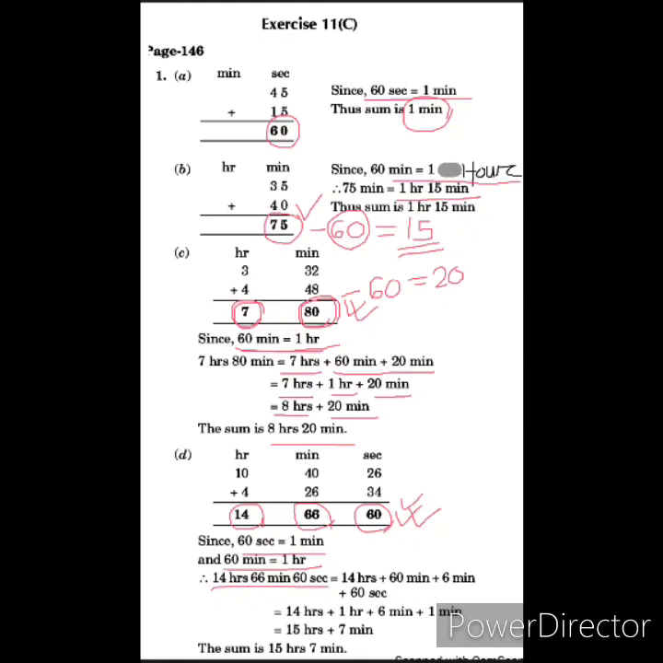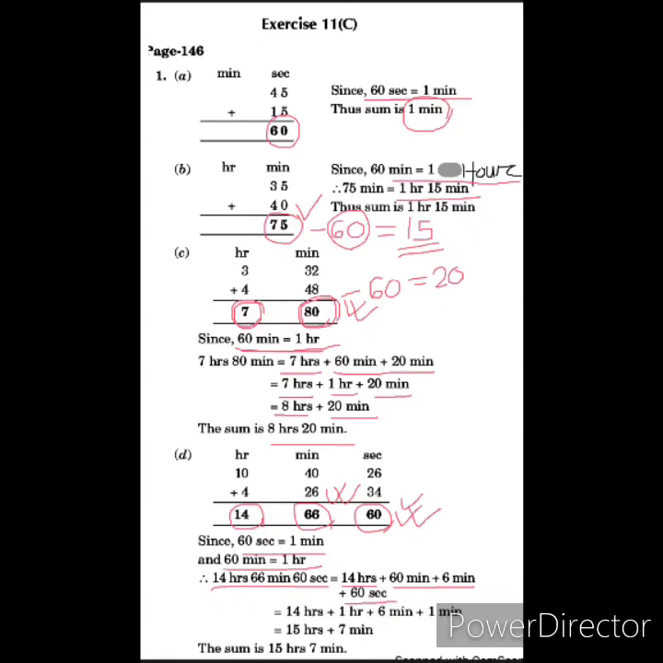Then 14 hours will remain the same. As you can see here, this 66 is more than 60, so we have to separate it: 60 minutes plus 6. And here the seconds are not more than 60, so it will remain as 60 seconds.